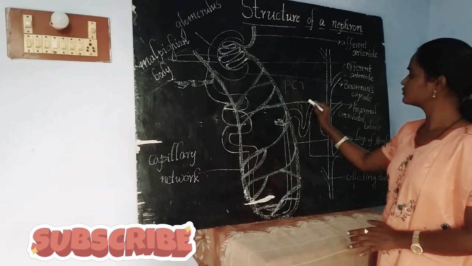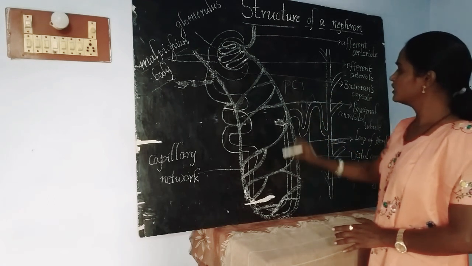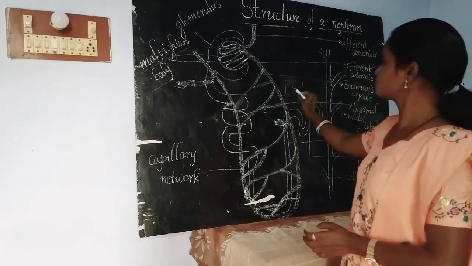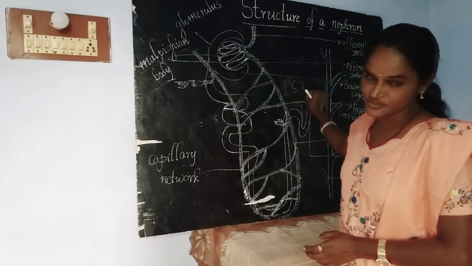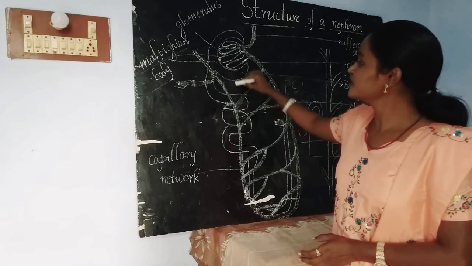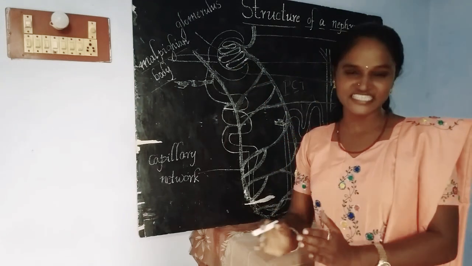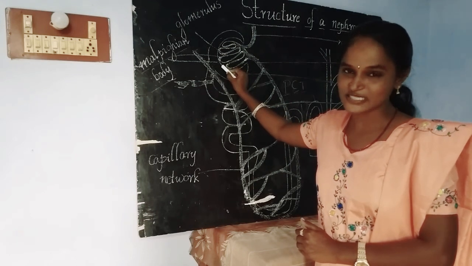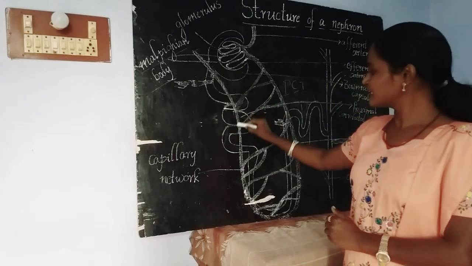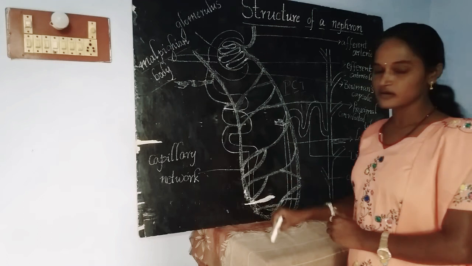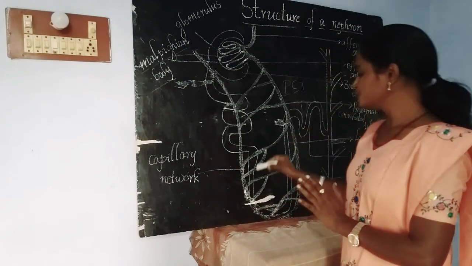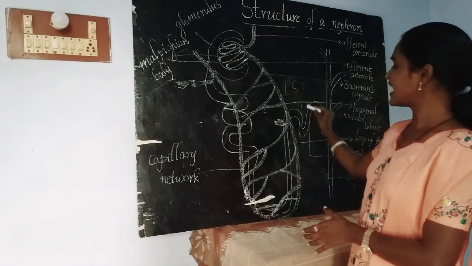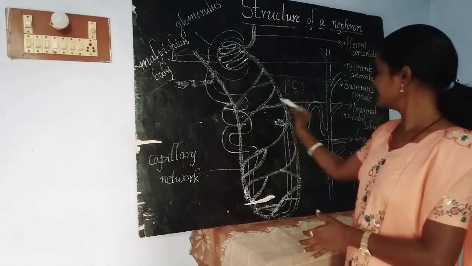After the loop of Henle, we see the DCT, the distal convoluted tubule. Here, proximal means near, and convoluted means twisted. A twisted tube-like structure which is very near to the Bowman's capsule is called the PCT, proximal convoluted tubule. This proximal convoluted tubule continues with a U-shaped tube, which is called the loop of Henle. The loop of Henle connects the PCT and DCT.